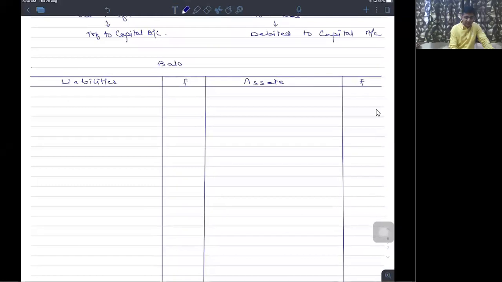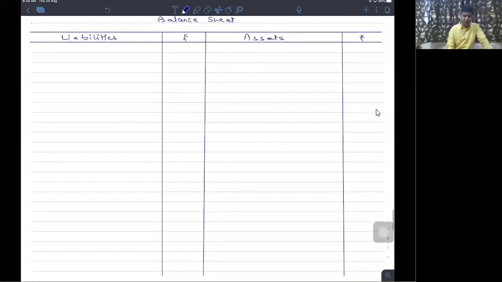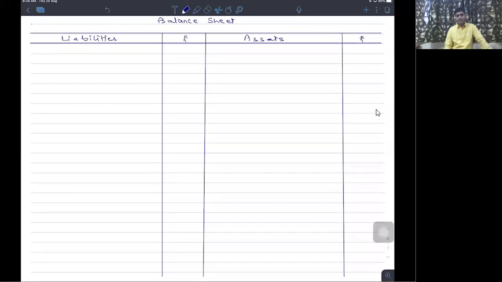The balance sheet format is what we have to talk about. Understand and observe it very well now. The liabilities will be the obligations of the business, whereas assets are the ownership or receivables of the business.